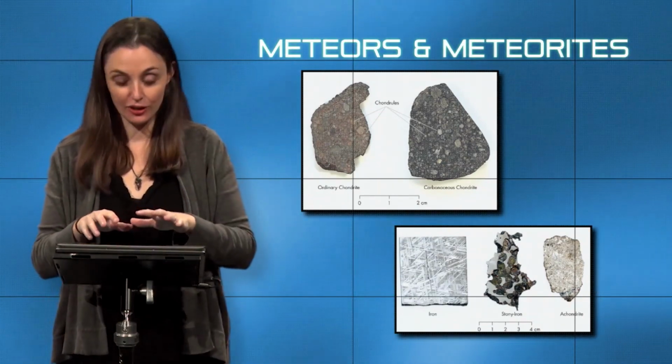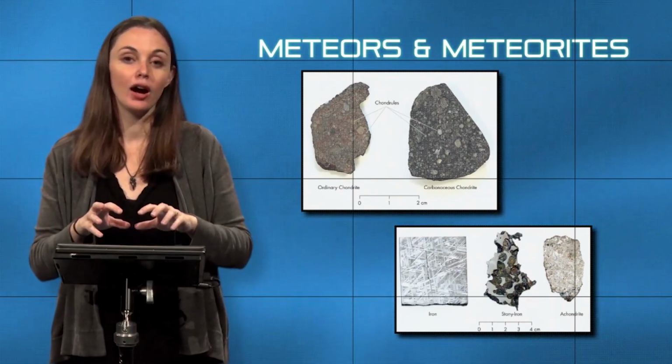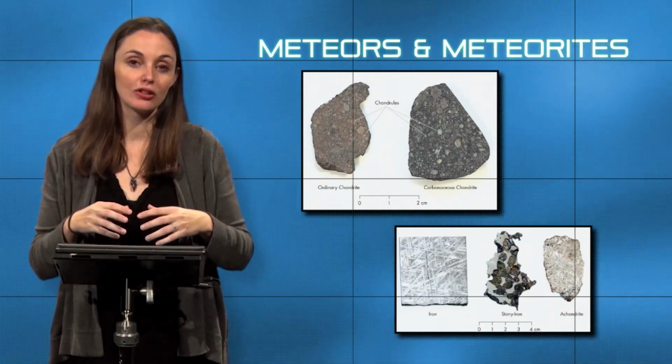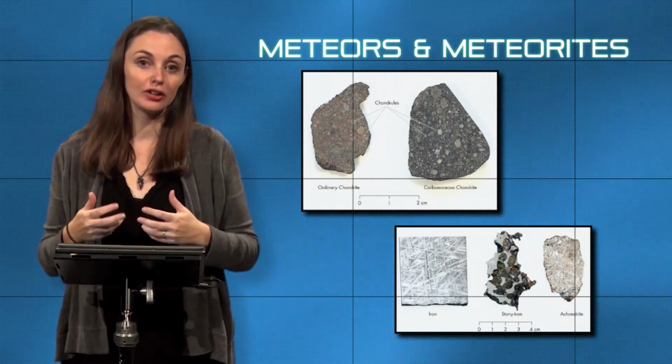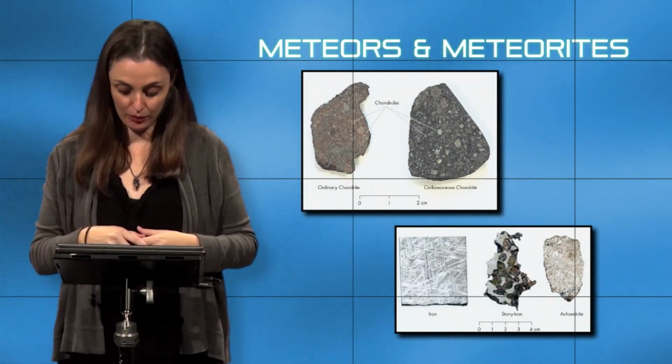So the chondrites, the carbonaceous chondrites and the ordinary chondrites, are relatively rare. Most of the meteorites that you see that have impacted the Earth relatively recently are iron or stony iron rich meteorites, like the ones pictured on the bottom three.